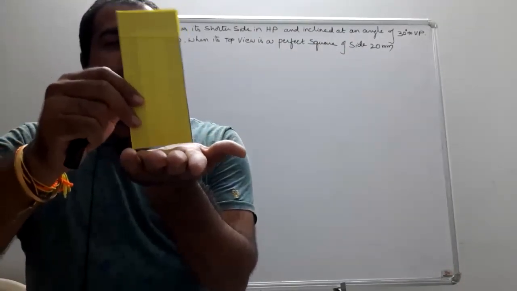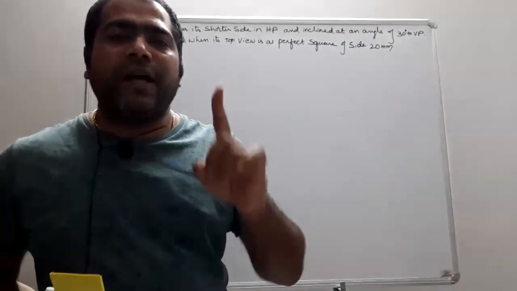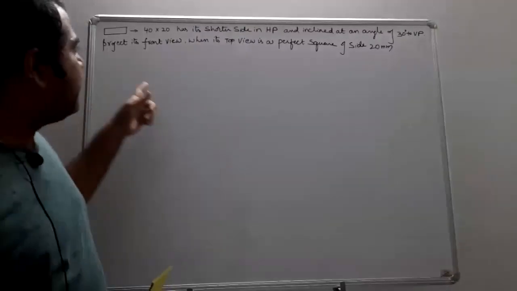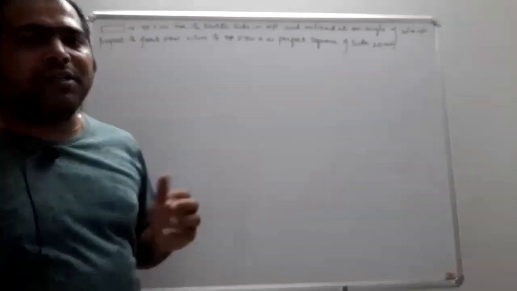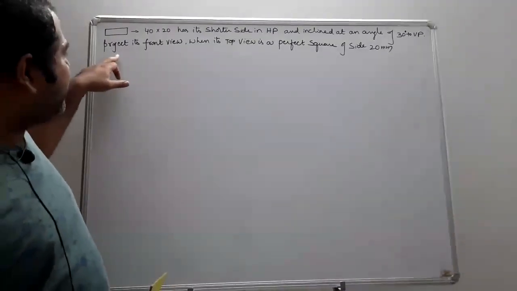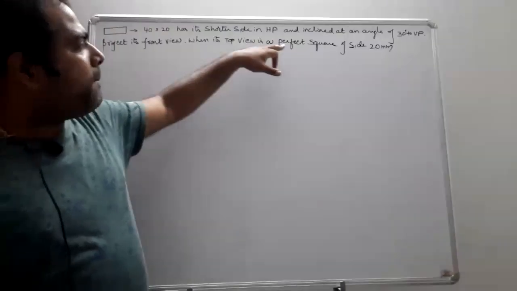But first of all, what do we have to consider? First of all, the surface inclination. Only then can the edge inclination be considered. But here, he didn't give the surface inclination. Then how can we get the surface inclination, sir? But we know the point: project its front view where its top view is a perfect square.